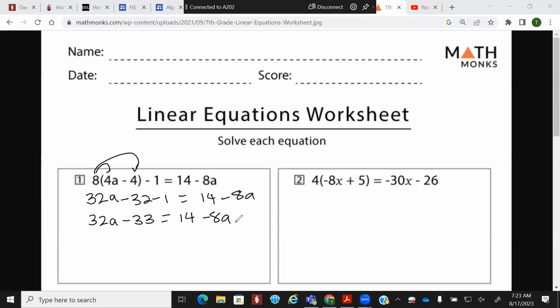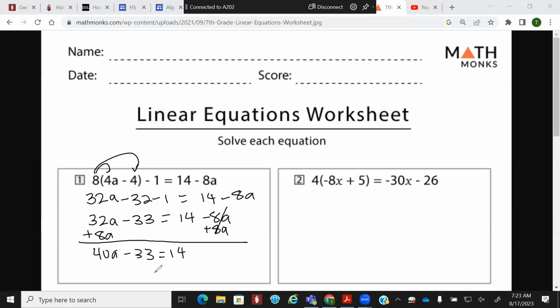Now, when we solve, you want to think to yourself, I want variables on one side and I want numbers on the other. So you're trying to isolate the variable. You're trying to get it on an island by itself, right? So what we're going to do is we're going to move this -8 to the other side by adding it, because we're doing the opposite sign of what it is. So that's going to give me 40a minus 33 equals 14.